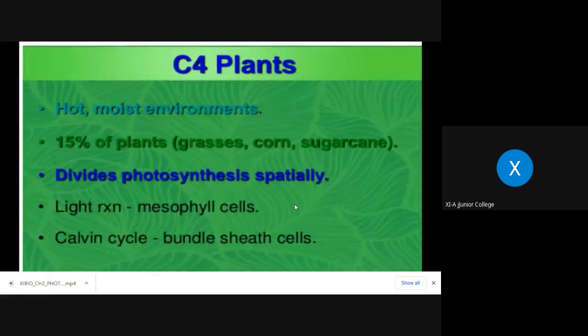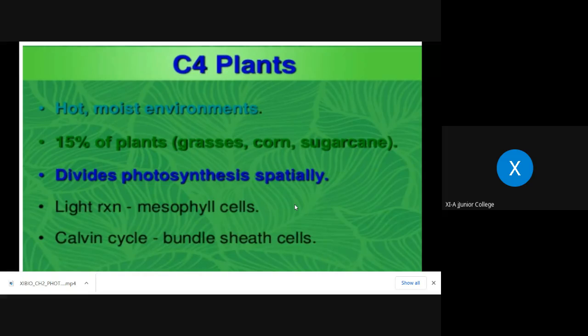Now, what are these C4 plants? They are grown in hot, moist environments, and 50% of the plants show this type of C4 pathway. Some of these are grasses, corn, sugarcane. These are the examples. And they divide photosynthesis in two ways. That means the light reaction takes place in the mesophyll cells, whereas the dark reaction, that means the Calvin cycle, takes place in the bundle sheath cells.